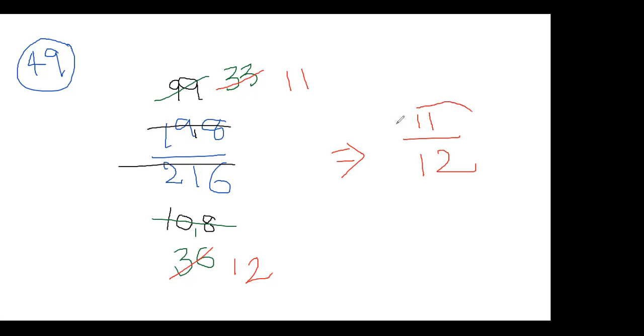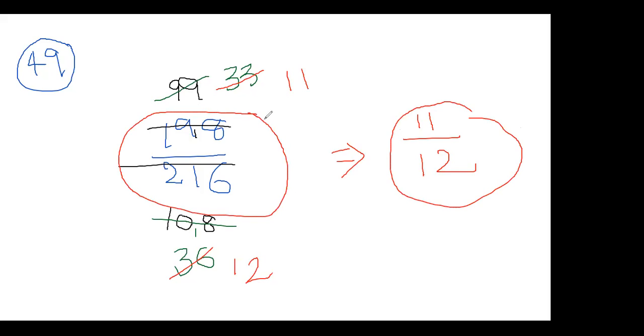The simplest form of 198 by 216 is 11 by 12. That is the fourth option, the correct answer. Okay, right? Yes. Now go for the next question.